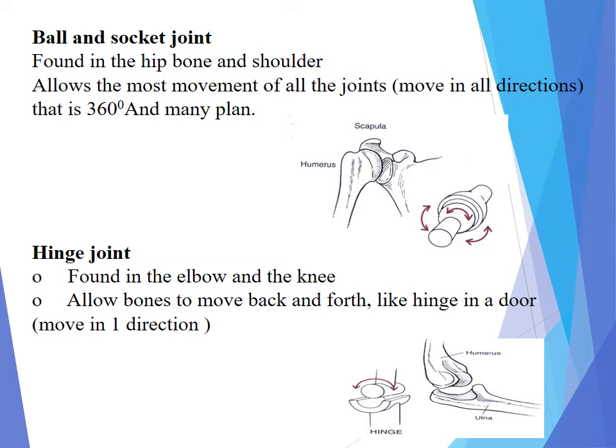Now we will discuss the 2 very important types of synovial joints. One is the ball and socket joint and the other is the hinge joint. The ball and socket joint is found in the hip bone and shoulder bone. If you look at the diagram, the humerus, the upper arm bone, is fixed into the scapula, which is the shoulder bone.